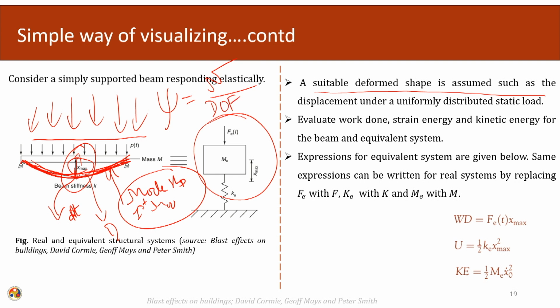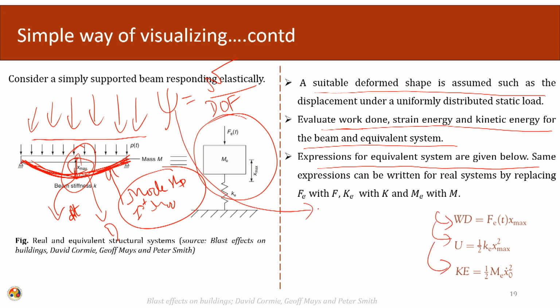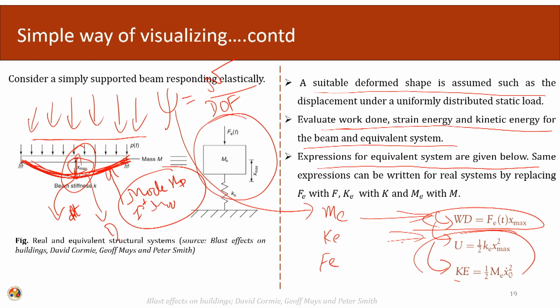Then what we are doing is that we are evaluating the work done, strain energy and the kinetic energy of the beam, and from there we are writing the expression for the equivalent system as given below. So, we are writing the equivalent energy system. From the shape functions we are calculating the equivalent mass, equivalent stiffness and the equivalent forces. And from there we can write the different expressions for the work done by the external forces and work done by the internal forces.